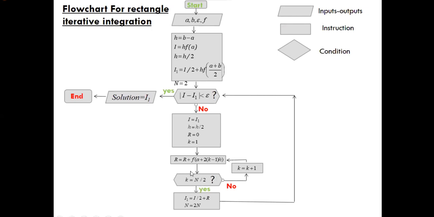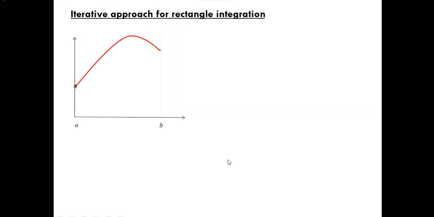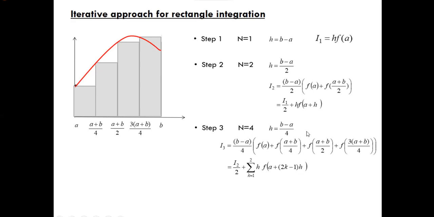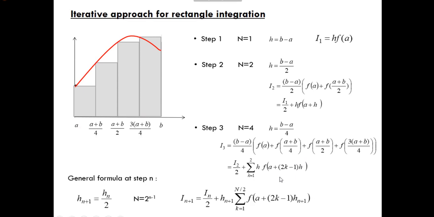And when you finish, then you calculate I1 is equal to I over 2 plus r. And what you are calculating is this sum here. All right. So that's what we are doing. At each step we are dividing h by 2, but we are saving the old value and the new integral.